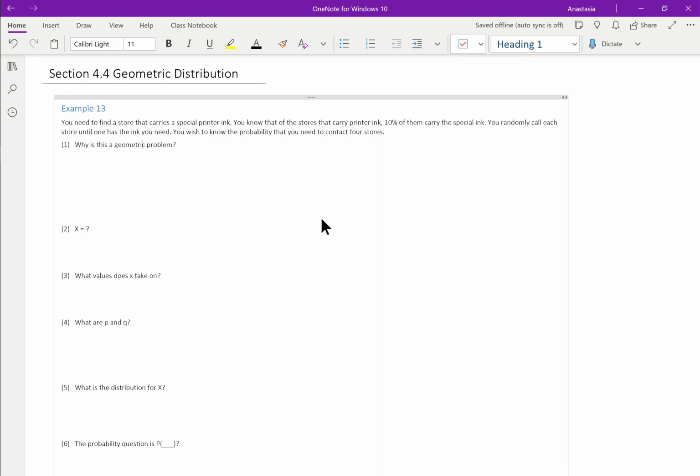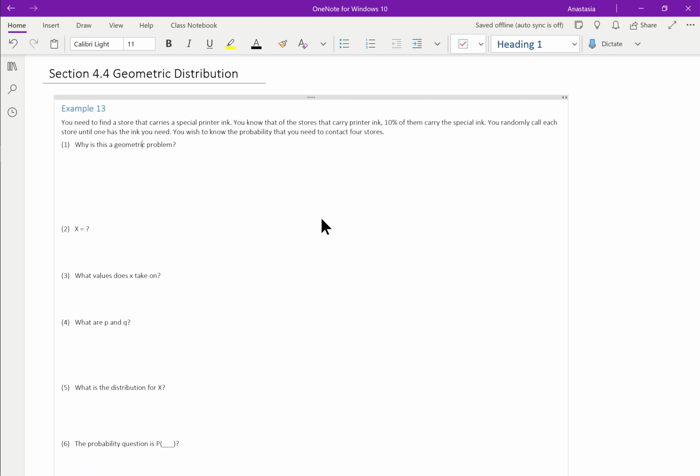In this video, we are talking about the geometric distribution, and we're considering example 13, which says you need to find a store that carries a special printer ink. You know that of the stores that carry printer ink, 10% of them carry the special ink that you need. You randomly call each store until one has the ink you need. You wish to know the probability that you need to contact 4 stores.